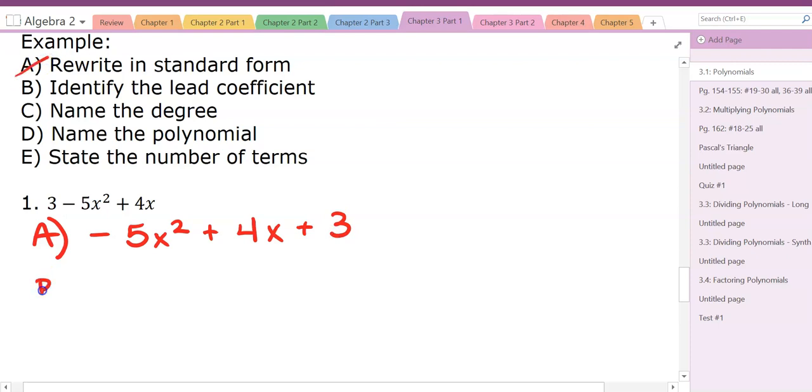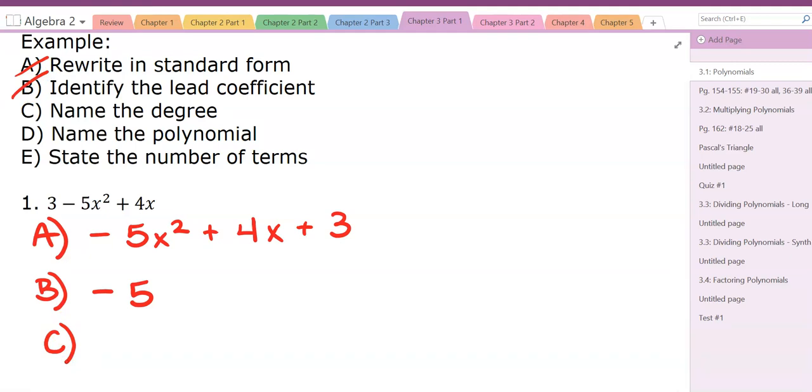Part B wants me to identify the lead coefficient. So remember, that's the number that's in front of the highest powered term. Now, since I rewrote it in standard form, the biggest term should be at the very front now. So that's why I said it's kind of nice to put it in standard form, because then all you have to do is look at that first term. So what number is sitting in front of the first term? Negative 5. So your lead coefficient is going to be negative 5. C wants you to name the degree. Remember, the degree is the highest exponent. So 2, because we have an x squared. So C is 2.